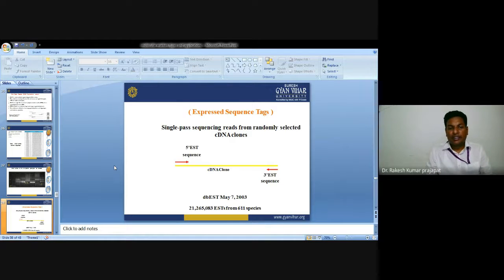Expressed sequence tag, EST. ESTs are single pass sequencing reads from randomly selected cDNA clones. Single pass cDNA sequencing reads, they are randomly derived from the cDNA clones. ESTs are developed from the cDNA, and cDNA is developed from the mRNA. So directly you can say expressed sequence tags represent a transcriptome profile, the expressed portion of the genome, as the name itself says. ESTs are identified through the cDNA.